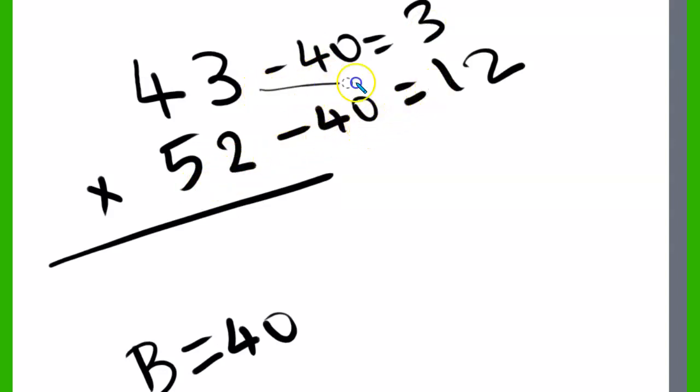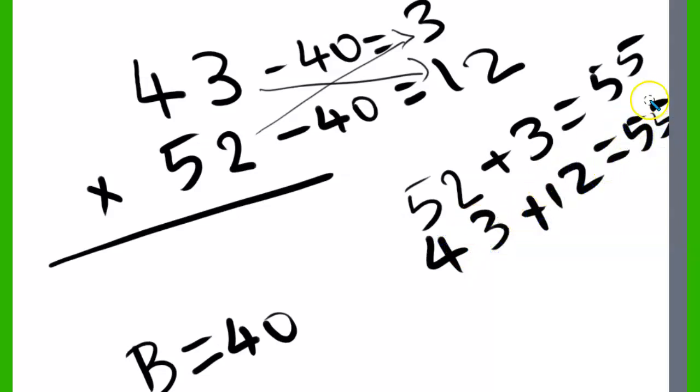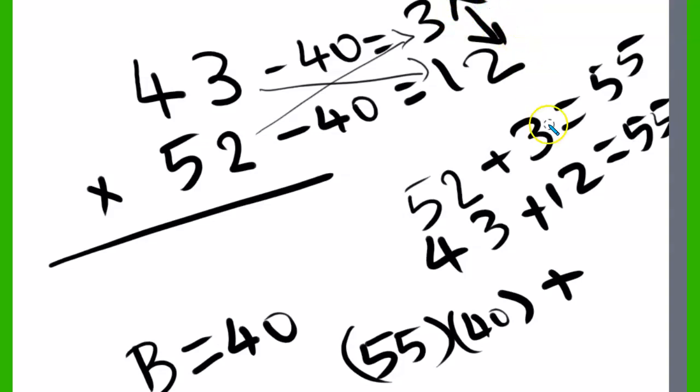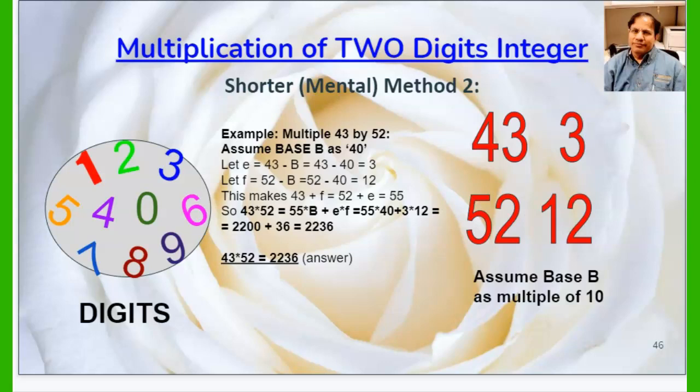And so we add the cross numbers, so 52 plus 3 is 55. Same thing, 43 plus 12 is 55. And so we end up with the result of 43 times 52 as 55 times the base plus the product of 3 times 12. And so we end up with 2200 plus 36, which is 2236. And so in this method, the shorter way is just multiplication of two numbers.